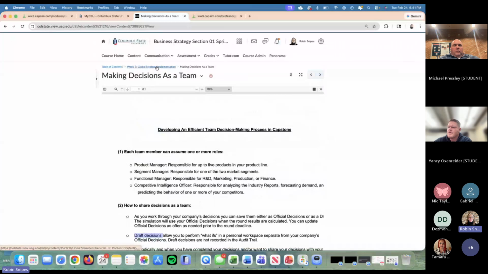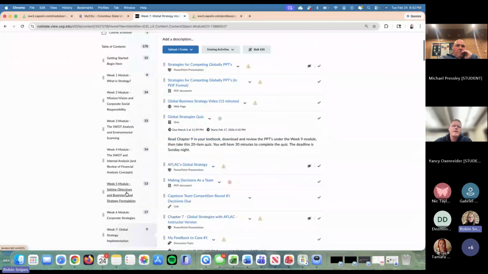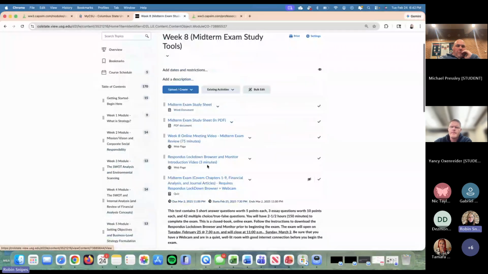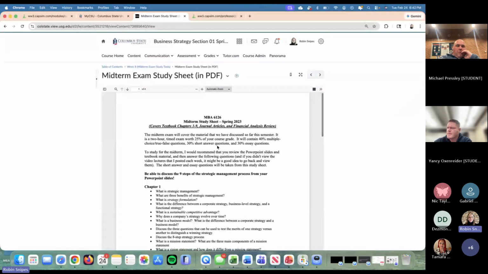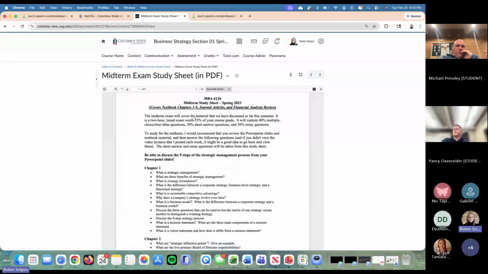Before we go into CAPSIM, though, I do want to show you that I have spent a lot of time developing the test study sheet. You go under the week 8 module, you can pull up the midterm exam study sheet. This is where you want to spend your time, all right? This is 25% of your grade. I don't want you to get too freaked out about it because we still have 75% out there, but I do want you to be prepared for it.